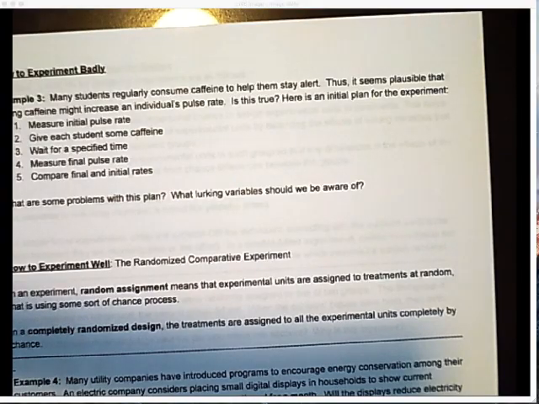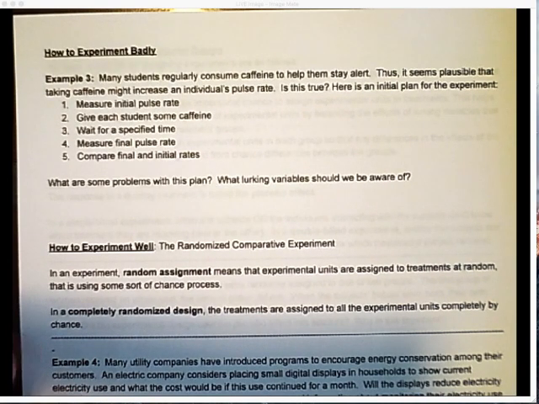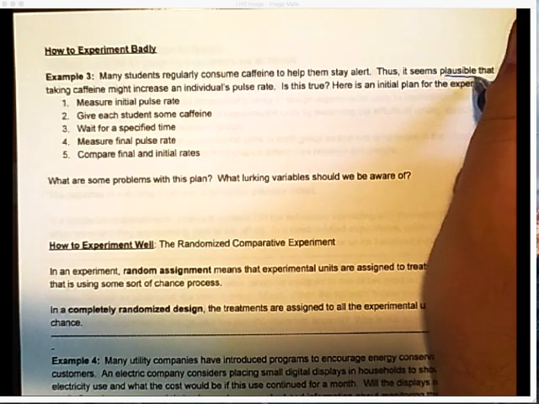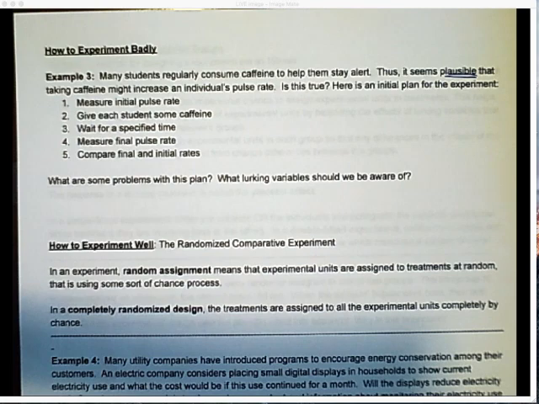It says, how to experiment badly. All right, let's read this example. Many students regularly consume caffeine to help them stay alert. Thus, it seems plausible, or could be explainable, that taking caffeine might increase an individual's pulse rate.